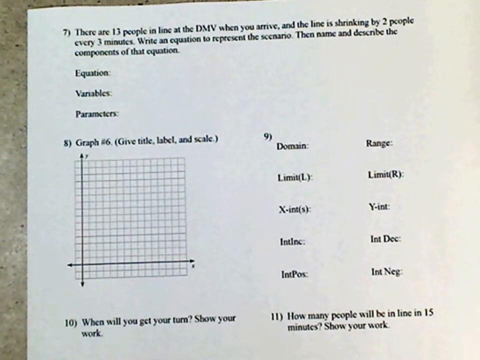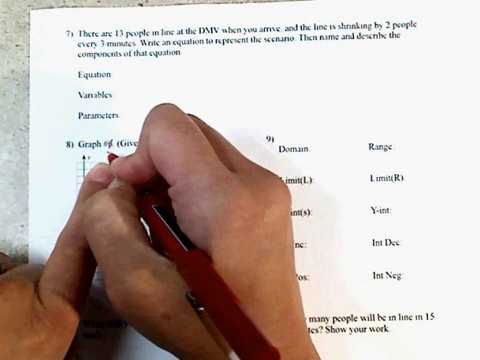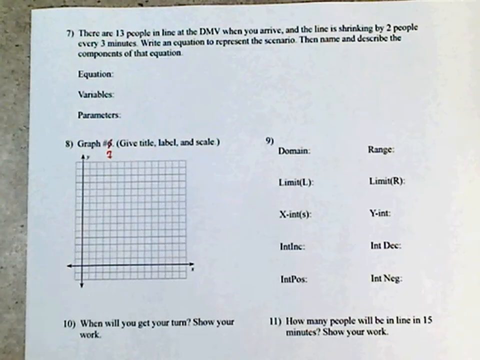Now before you start, there's a correction that needs to be made. You guys see where it says graph number 6? That should be changed to number 7, okay? Because number 6 is a whole different problem. All right, here we go.